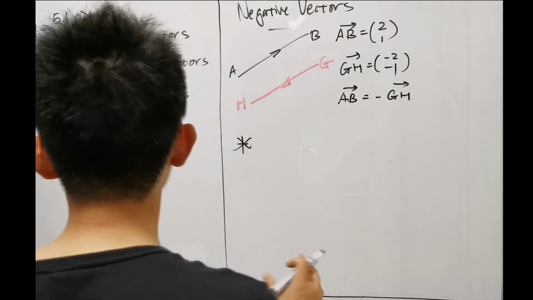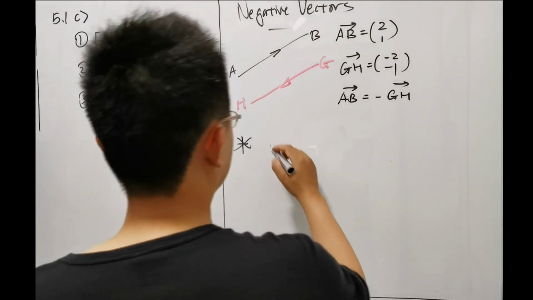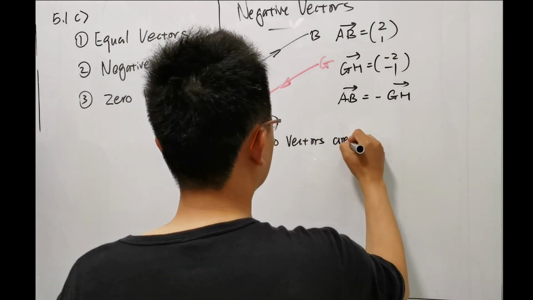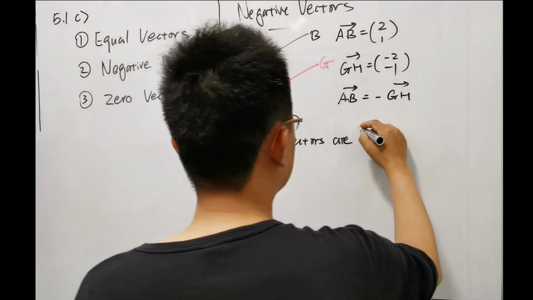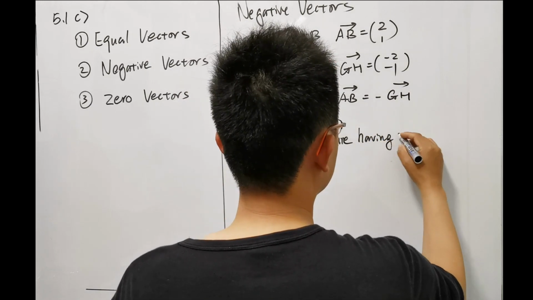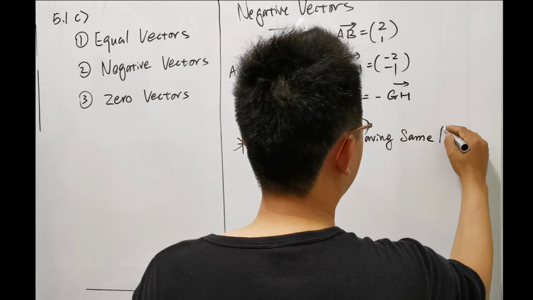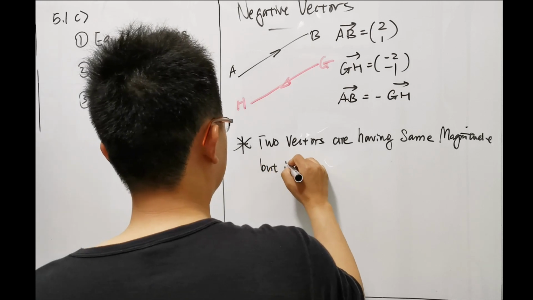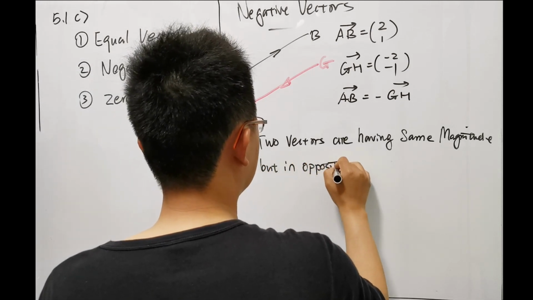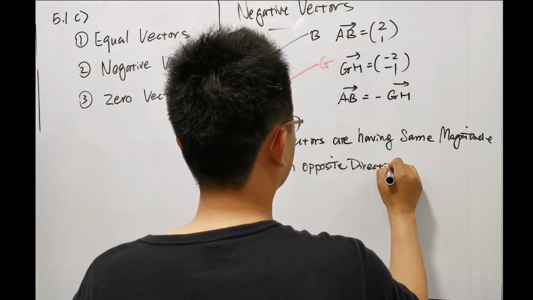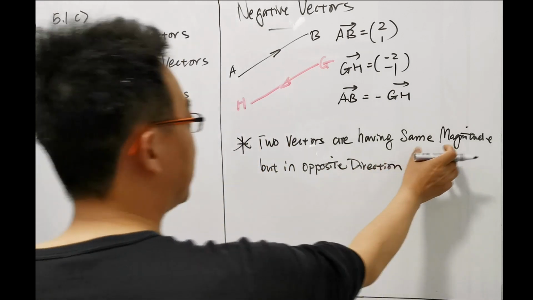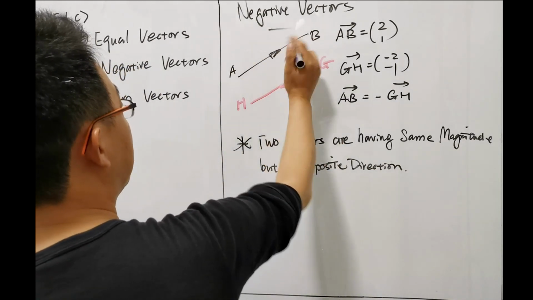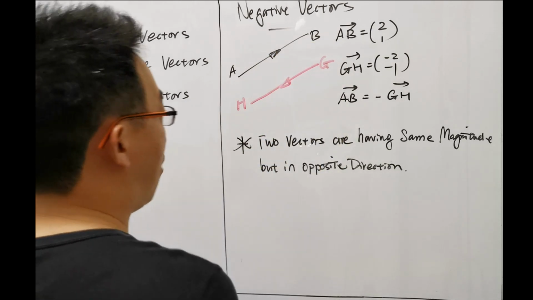Two vectors have the same magnitude but in the opposite direction. Okay, so they have the same magnitude but in the opposite direction. The magnitude is the same, but they have an opposite direction.